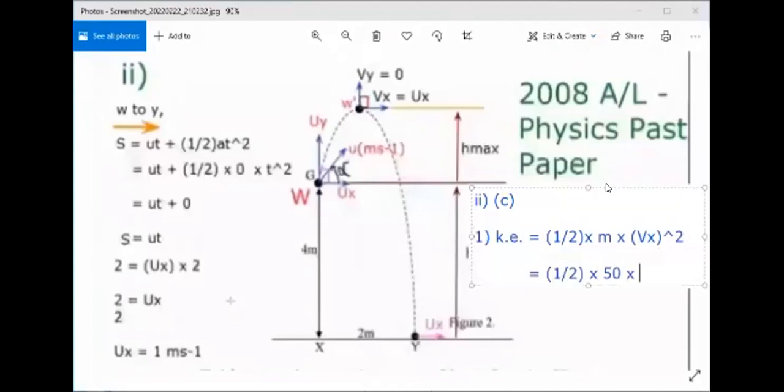Vx is equal to Ux. That's the point. That's the magic of projectile motion. In all projectile motions, the horizontal velocity component remains unchanged. So we have half into mass 50 into Ux. Somebody please tell me the initial horizontal velocity component. Lamai?